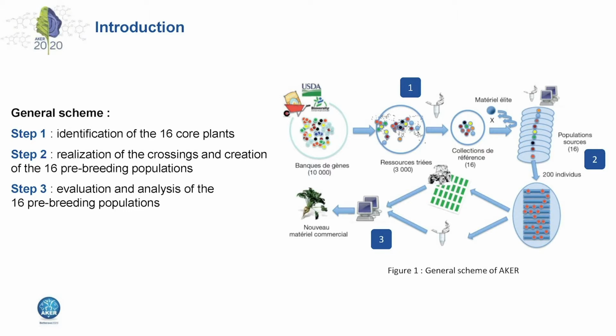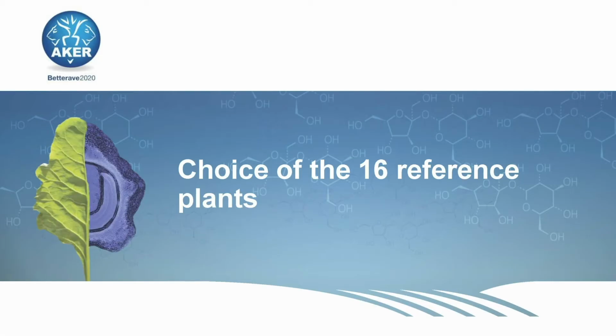The first one consisted in identifying 16 reference plants from 10,000 genetic resources. The second involved crossing this reference collection with elite material to obtain source populations, and the third step consisted in evaluating and analyzing these source populations, taking into account the year and the place effects.